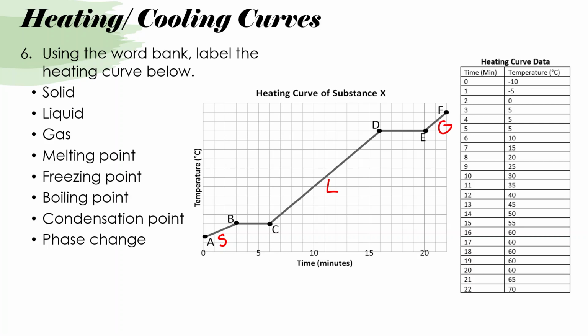The melting point is going to be the temperature at which we convert from solid to liquid. That's going to be here, and that's also going to be the freezing point. So the melting point and freezing point of this substance is the same. It's just, are we adding heat and melting, or are we removing heat and freezing? For segment DE, this is going to be my boiling point and also my condensation point. It just depends on whether we're adding heat and boiling or removing heat and condensing. So phase changes are occurring in segment BC and in segment DE.